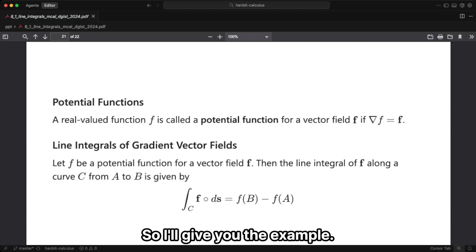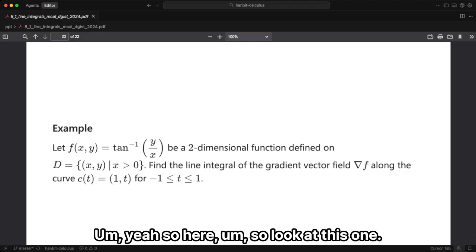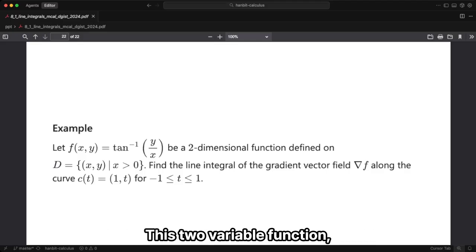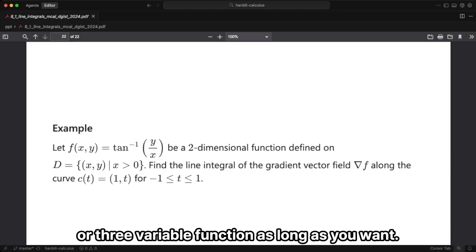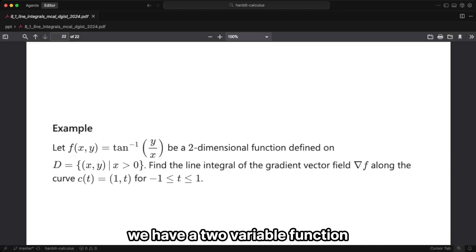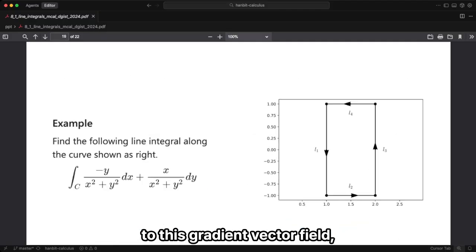So I'll give you the example. Maybe I have an example later. Let's see. Yeah, so look at this one. This is a two variable function on xy. You can say two variable function, three variable function, as long as you want. Let's say we have a two variable function in two-dimensional space, and this is inverse tangent of y over x. So this is actually the potential function to this gradient vector field.